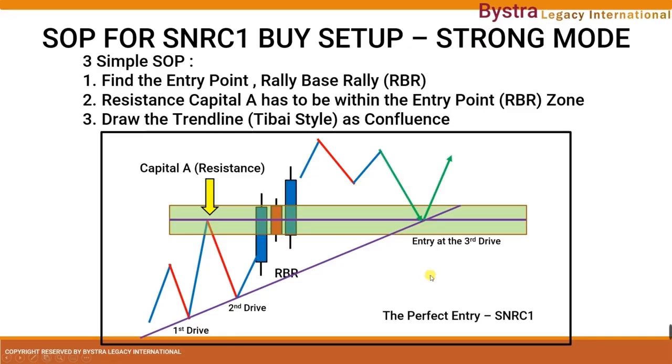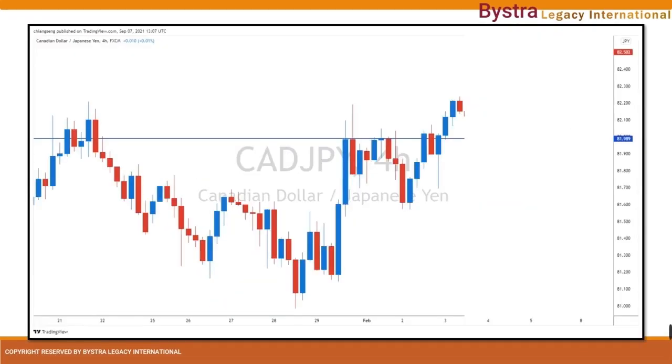Now this is what we call the perfect entry for SNRC1. If you find this kind of setup with a confluence of trend line, you can enter at a bigger lot than your normal lot. Now let's have a look at the example at the chart. So here I have CAD JPY on the H4 time frame. Do you guys able to spot the rally base rally in line together with the capital letter A?